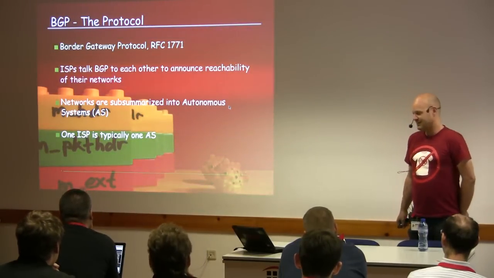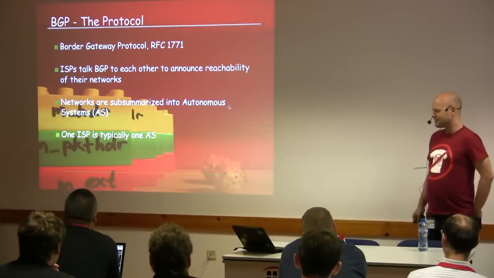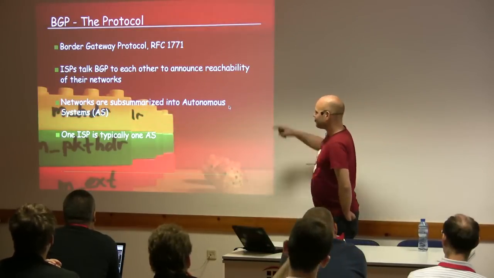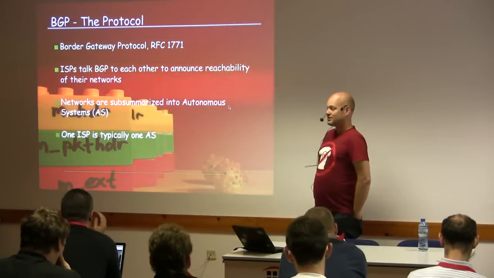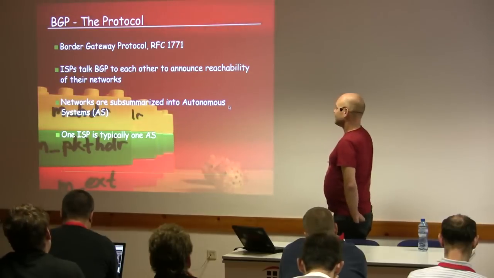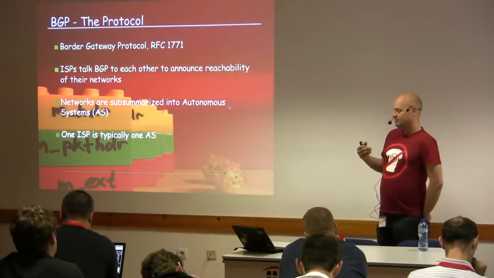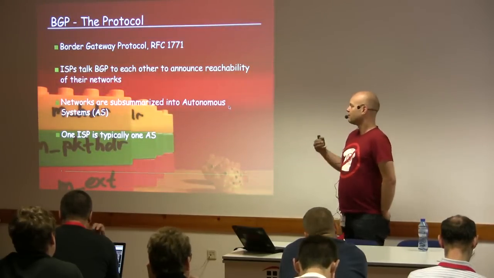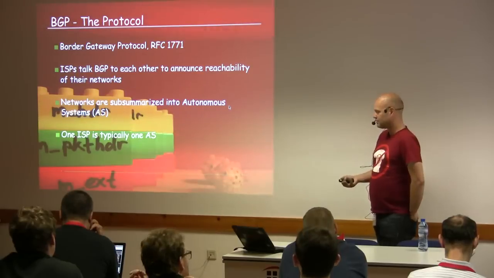The protocol itself is surprisingly simple, actually. BGP is Border Gateway Protocol. It's defined in that RFC. ISPs talk that to each other. Every ISP basically announces the list of networks that are reachable through him, not just his own ones, but through him.